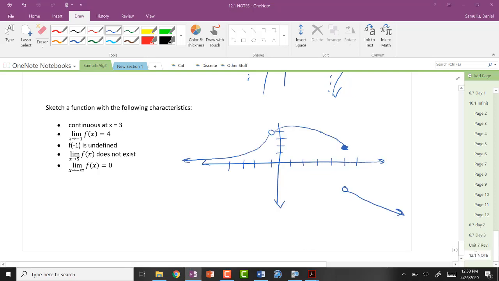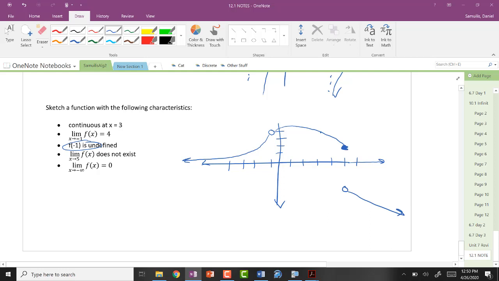Okay, so here's what I came up with. It's continuous at 3. So what that means if it's continuous at 3 is that the limit from the left, limit from the right, and f of 3 are all the same value, which they are. The limit of f of x as x approaches -1. So from the left and from the right, the limit is 4 as I'm approaching -1. However, f of -1 is undefined, so that means there's a hole there. Once again, limits are about what it's approaching, not what the actual value is.